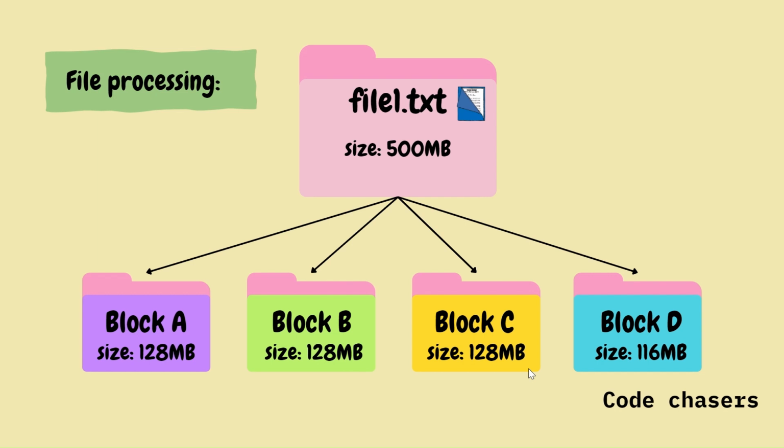Block A is of 128 MB, block B of 128 MB, block C of 128 MB, and block D will contain the remaining data, that is 116 MB. It will segregate the large amount of data into smaller blocks and then operate on the data.